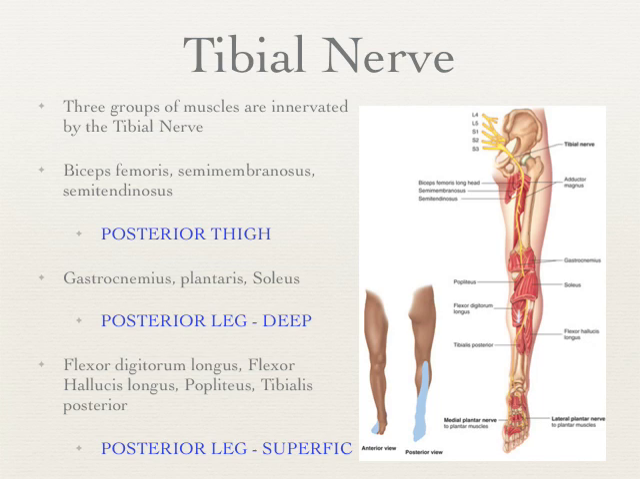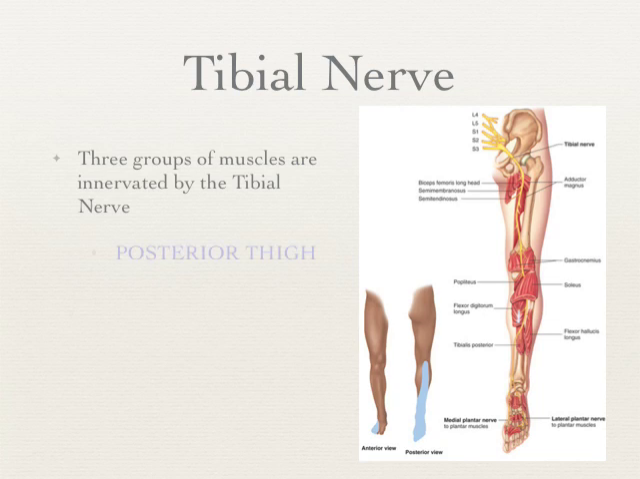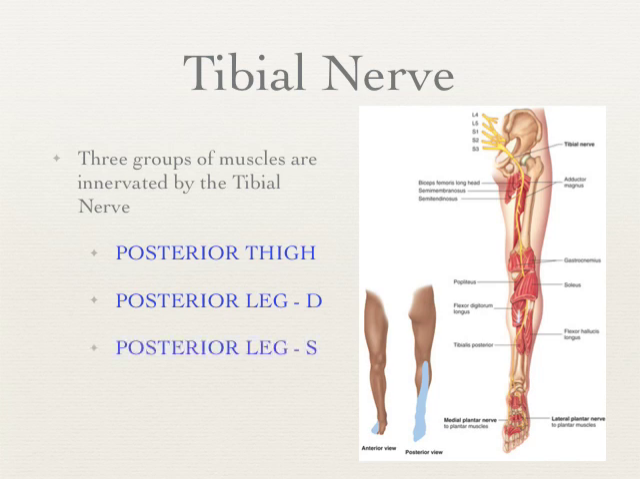But see my three groups? Posterior part of the thigh, posterior deep, and posterior superficial here in the leg. Right? So I get three groups with one nerve. Okay, three groups of muscle: posterior thigh, posterior leg deep, posterior leg superficial. Again, you can see that the skin here, the bottom part of the foot and sort of the outside of the top part of your foot, is all here.